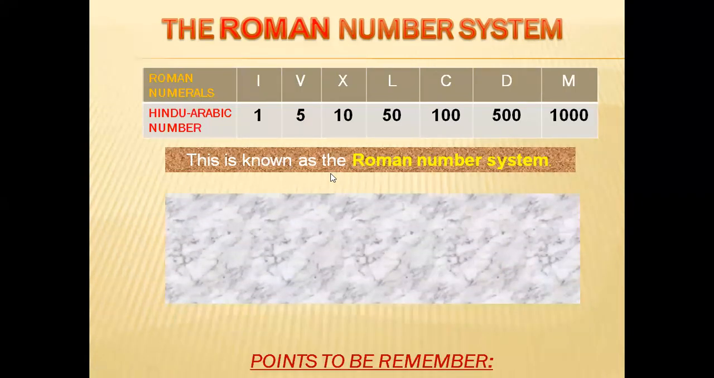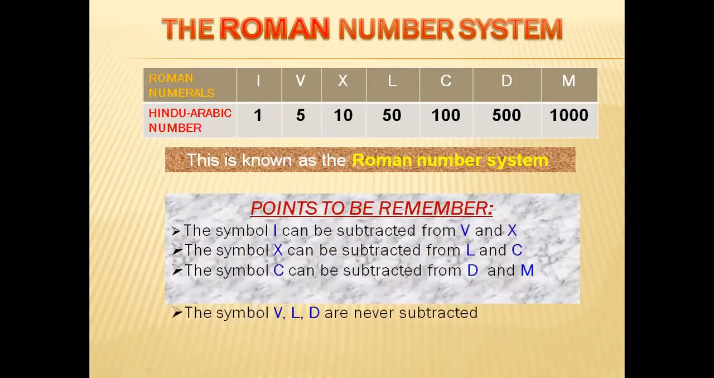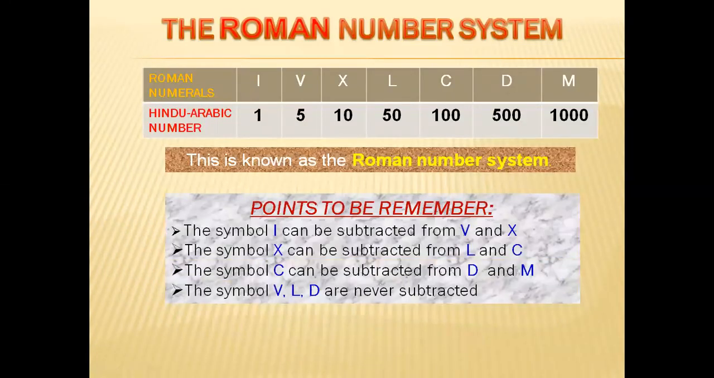And then some points you have to remember. See, first, the symbol I can be subtracted from V and X. Next, the symbol X can be subtracted from L and C. And then the symbol C can be subtracted from D and M.